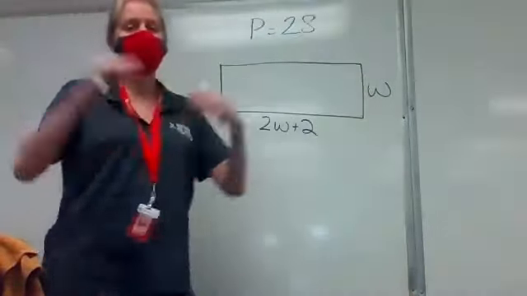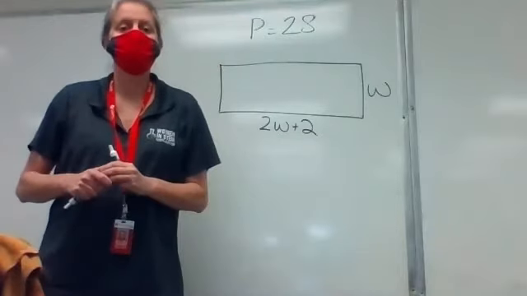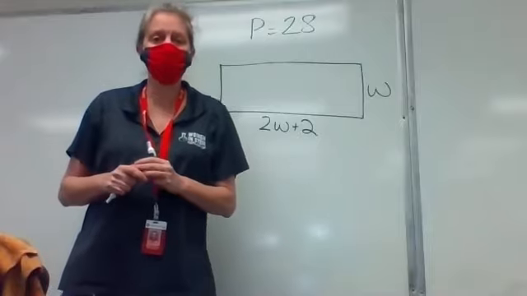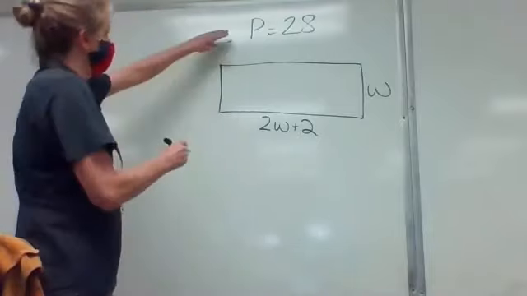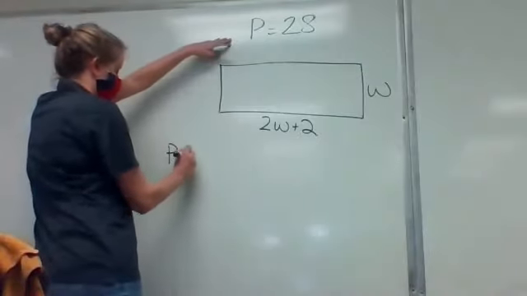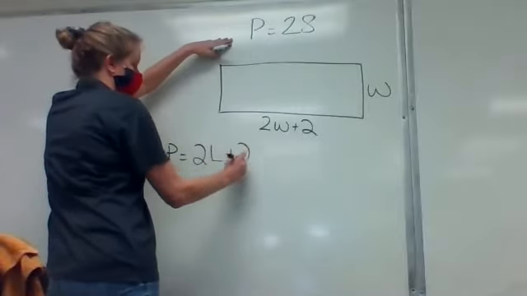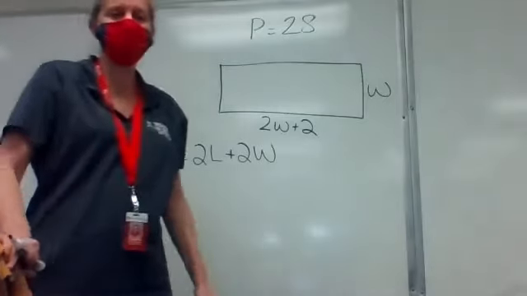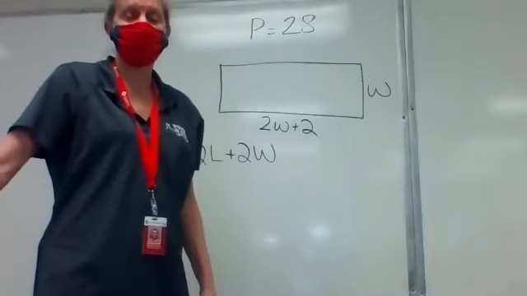Now, it wants to know, find the length and the width. So what do we know from number 1? How do you find the perimeter? The perimeter is 2 times the length plus 2 times the width, right? That's what the perimeter definition is.